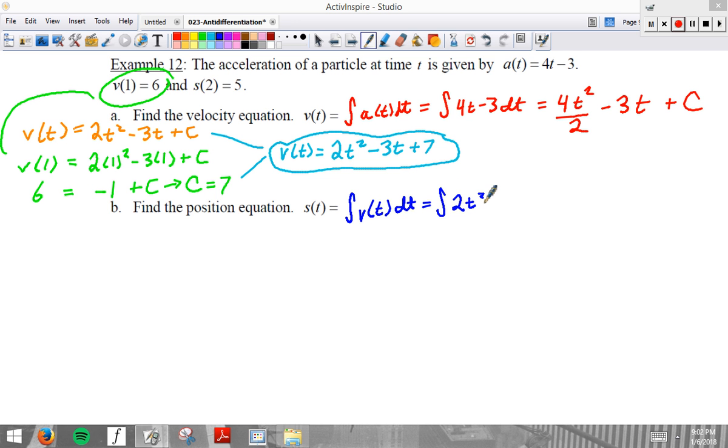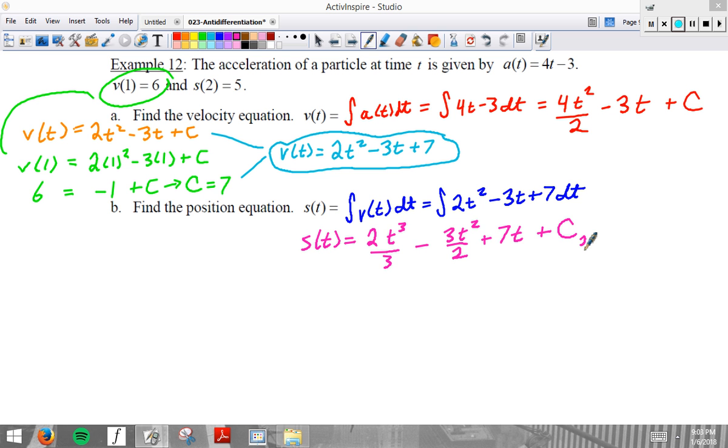So just substituting in, the integral of 2t squared minus 3t plus 7 dt. So s of t would be 2t cubed divided by 3 minus 3t squared over 2. I add 1 to the power, divide by the new power. The integral of 7 is 7t plus c.